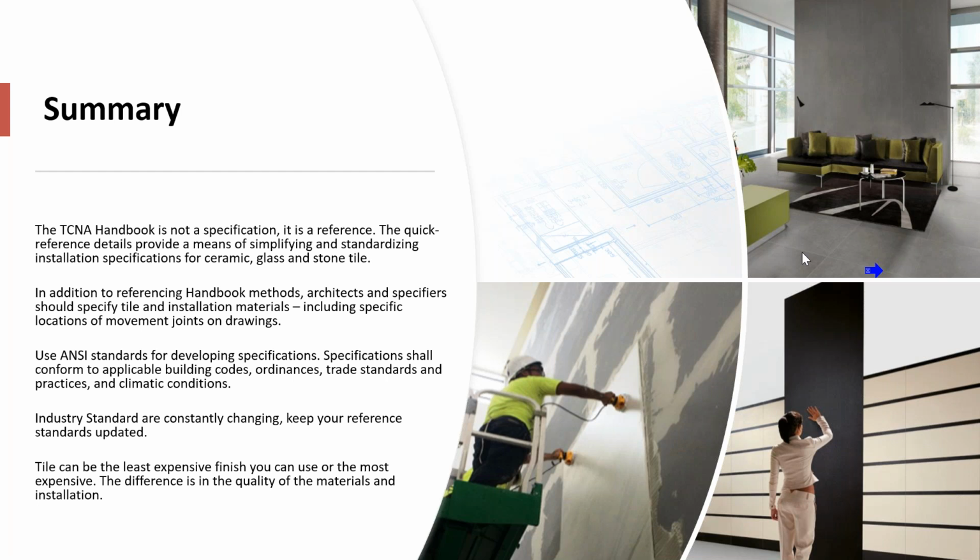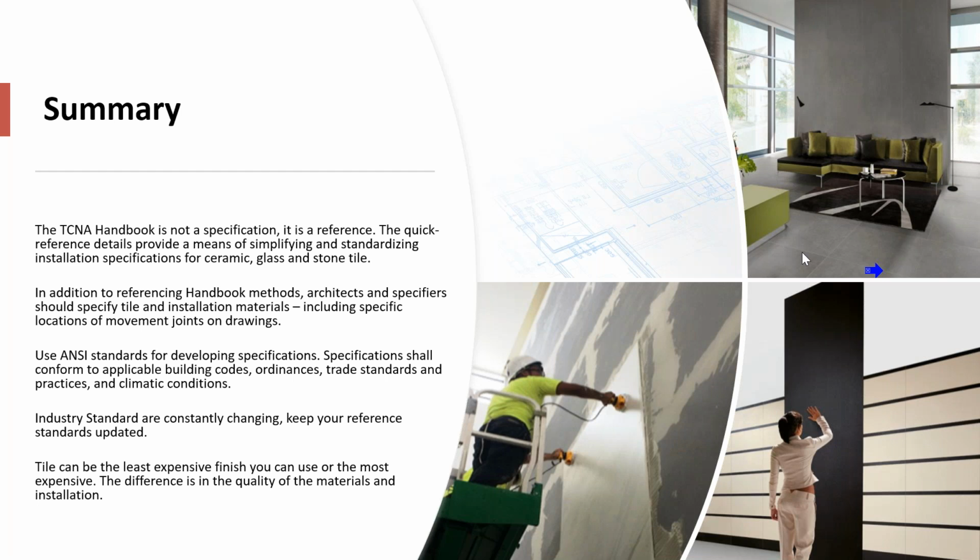In addition to referencing the handbook, architects, specifiers should specify the tile and installation materials using specific locations, movement joints on the drawings. So, you know, in addition to just calling out a TCNA method, you really need to reference ANSI as well. And in addition to that, show the locations for movement joints, what are anticipated. I would strongly suggest that, or at a bare minimum, ask for shop drawings on where they're going to be placed. Use ANSI standards to develop specifications. Specifications are a reference, standards are a reference tool again.